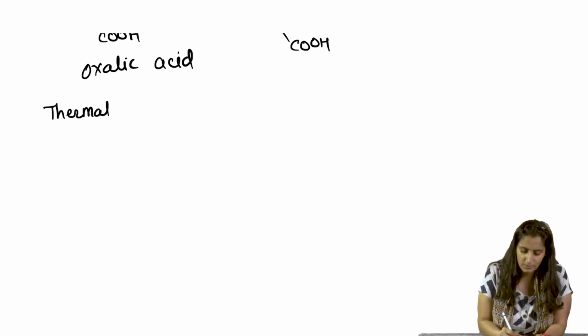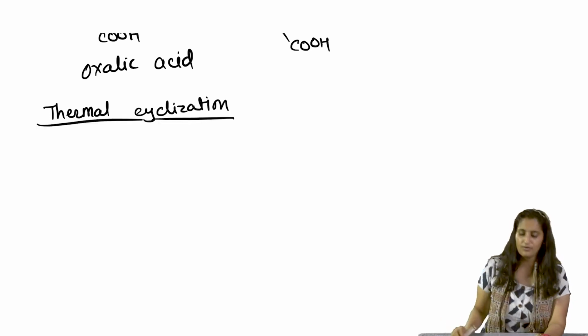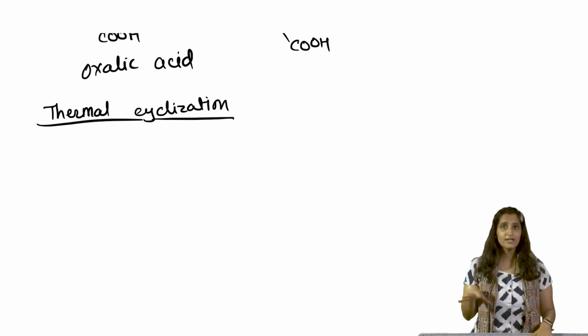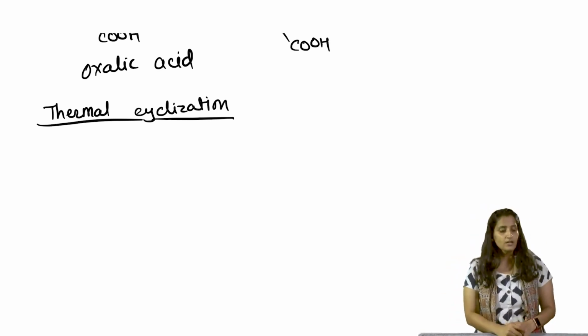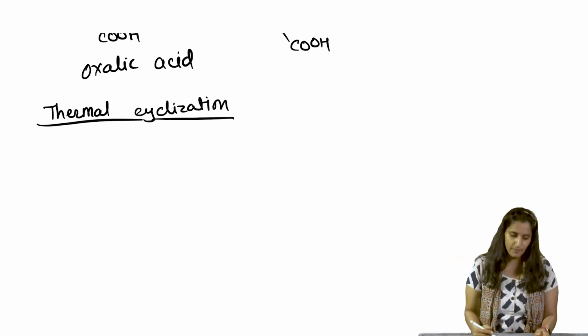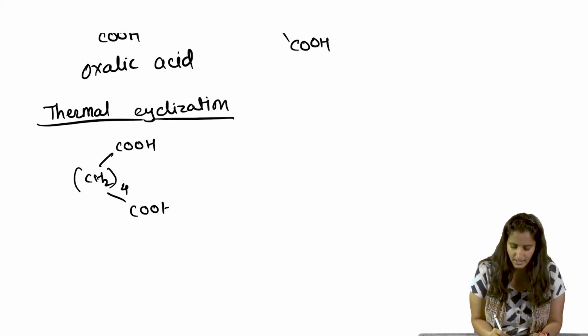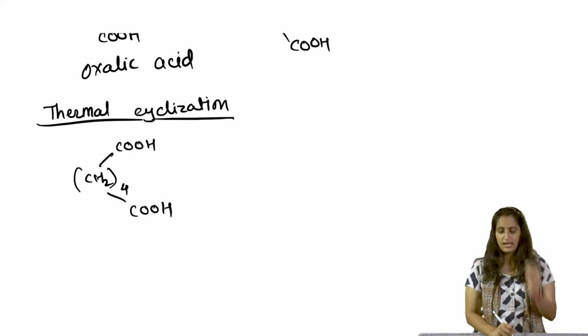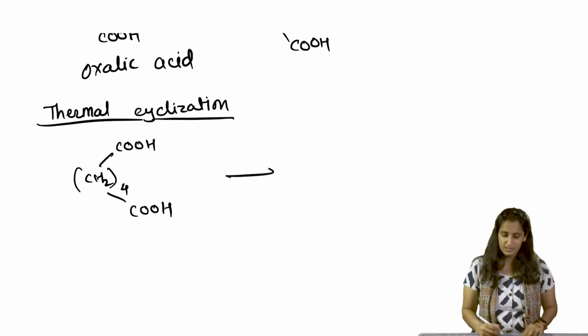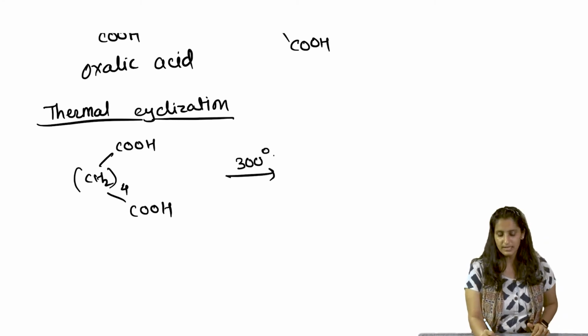So, the first one I am going to talk about is thermal cyclization. Now, this is true for when we can make either a 5-membered ring or a 6-membered ring. Okay. So, in order to make a 5-membered ring, we are going to start from a 6 carbon dicarboxylic acid. Okay, so, there are a total of 6 carbons here. These are thermal cyclization reactions.